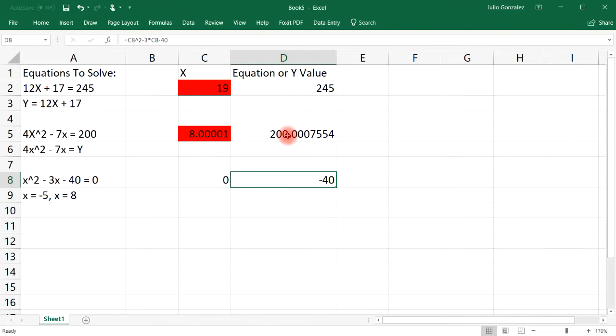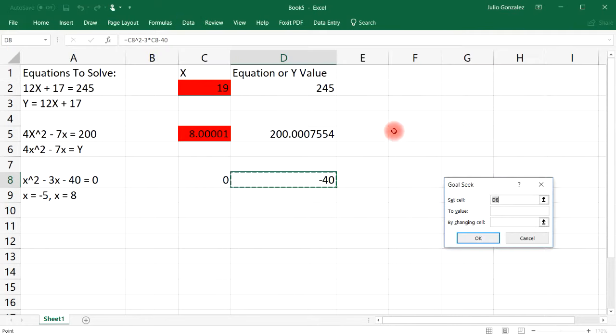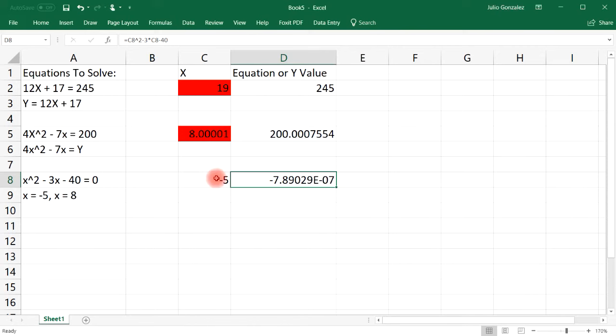So therefore, when we click Data and then What If Analysis, Goal Seek, we're going to set the value to what we see here, which is 0, by changing cell C8. Now notice that it gives us a negative 5. Now why does it give us negative 5 and not 8? Remember, this value we set to 0, and so 0 is closer to negative 5 than it is to 8.